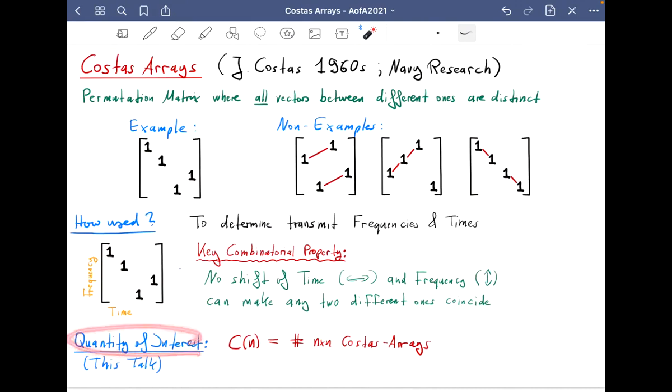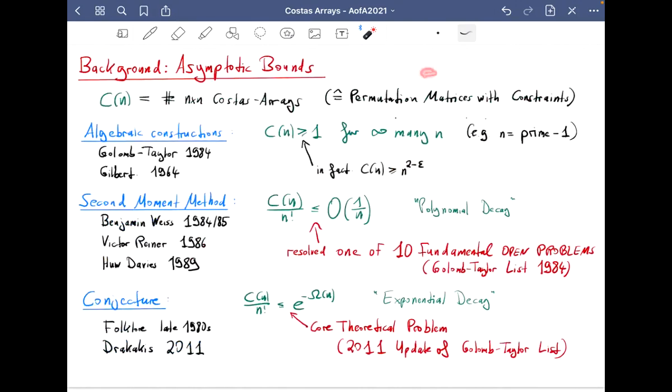Let me say a few words about what is actually known about these objects. Right from the beginning, people were interested in questions like, do these objects actually exist? This was answered in a very nice paper by Golomb and Taylor in 1984, where they showed that indeed for infinitely many n, at least one Costas array exists. These constructions are algebraic in nature, so it only works for certain numbers n which satisfy certain number theoretic properties. For example, if n is a prime minus 1, then this algebraic construction works. I think some variant also works for n equal to a prime minus 2, and so on. But we know for an infinite subsequence of n, these objects exist.